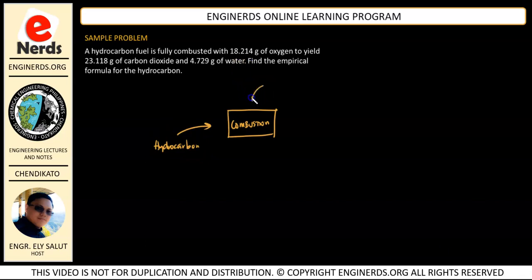And then, meron tayong supply dito na 18.214 grams of oxygen. And it yields 23.118 grams of CO2 and 4.729 grams of water. Okay? So, ang requirement natin is to find yung empirical formula ng ating hydrocarbon.